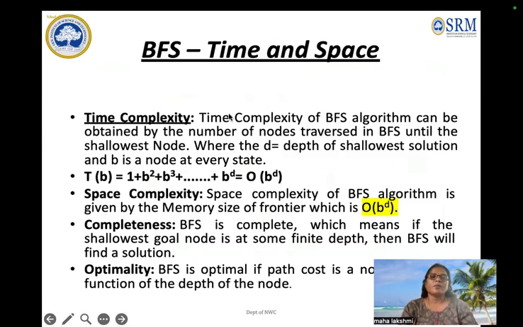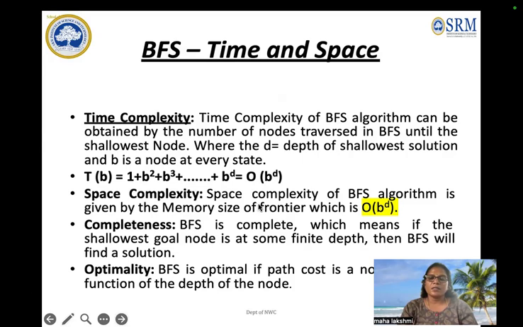Now let's look at the evaluation parameters of breadth first search: time complexity, space complexity, completeness, and optimality. Time complexity of breadth first search can be obtained by the number of nodes traversed in breadth first search until the shallowest solution, where d is the depth of the shallowest solution and b is the branching factor at every state. So T(b) will be 1 plus b plus b squared plus b cubed up to b to the power d. In general it is big O of b to the power d.